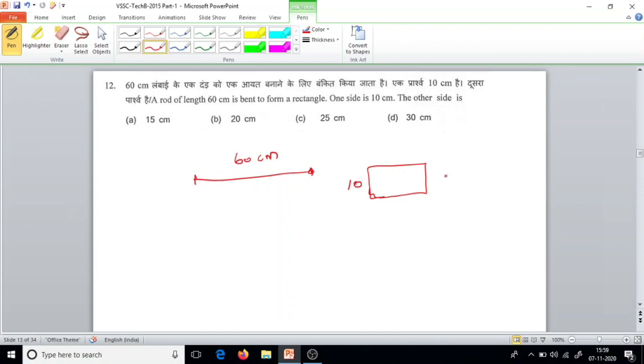If this is 10 centimeter, the other side will be 10 centimeter. So 60 minus 20, we are left with 40. 40 will be the other two sides, so each side will be equal to 20 centimeter. So the answer is option B, 20 centimeter.